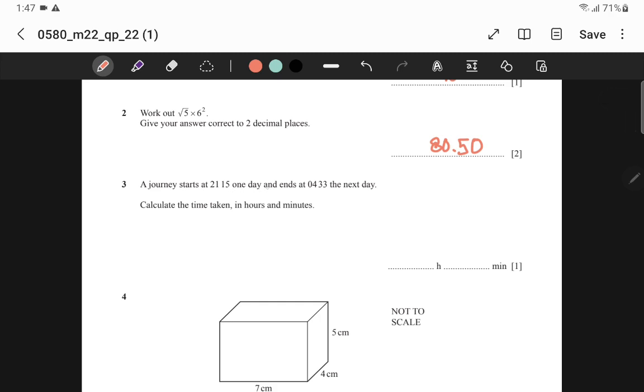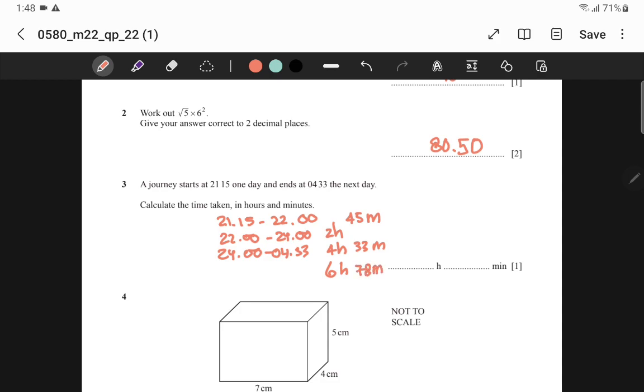This one, 21:15. A journey starts at 21:15 and ends at 04:33. Calculate the time taken in hours and minutes. 21:15 until 22:00 will be 45 minutes. And then 22 to 24 is 2 hours, and then 24 to 04:33 will be 4 hours and 33 minutes, which in total is 6 hours 78 minutes. So basically this one is 7 hours and 18 minutes.